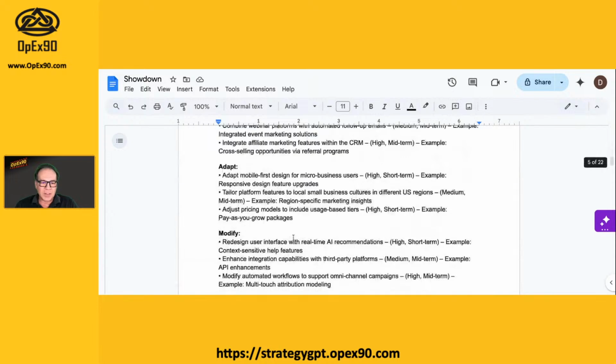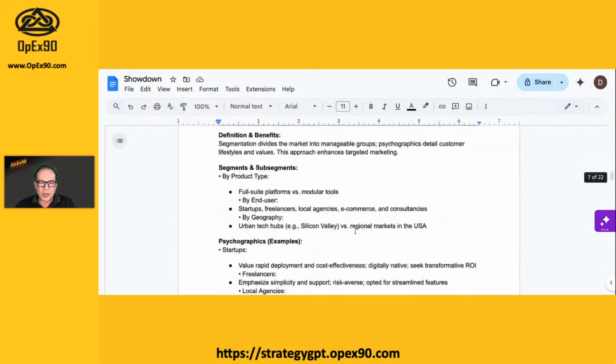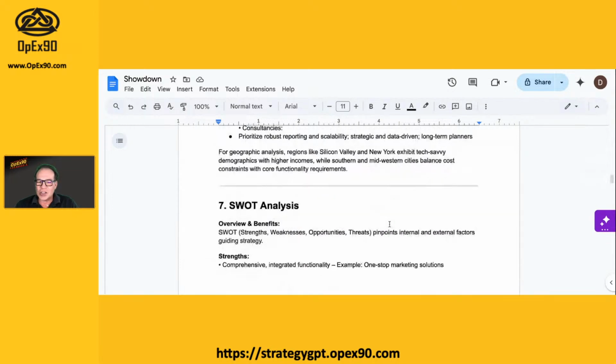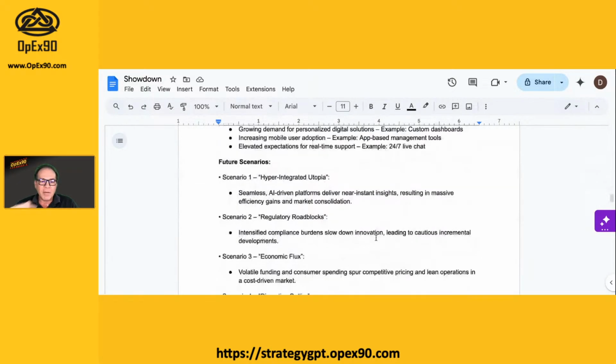But let's come down to the bottom. I made some tweaks to this strategy prompt. We did the market research and trends. Note, this is 22 pages long. The SWOT analysis. Here are the different scenarios.